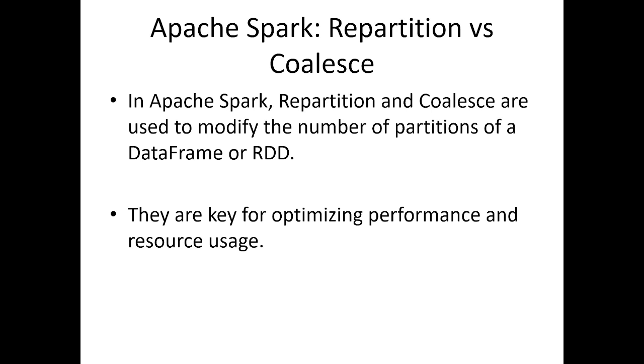Coming to the concept, in Apache Spark, repartition and coalesce are used to modify the number of partitions of a DataFrame or RDD. That means these two functions help you control the number of partitions for your DataFrame and RDD. Using these two functions, you can increase the number of partitions and you can decrease the number of partitions. Mainly we use repartition and coalesce to optimize performance and control resource utilization.